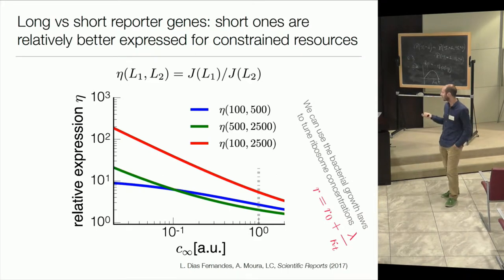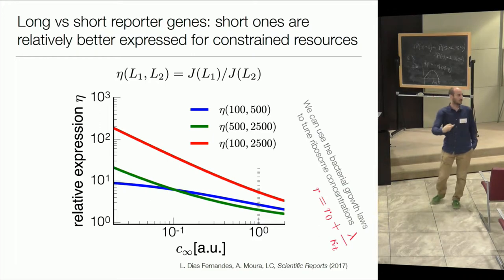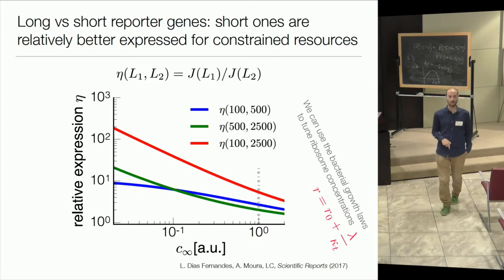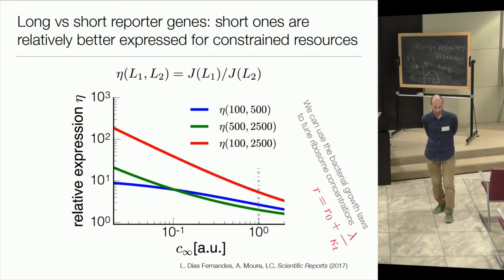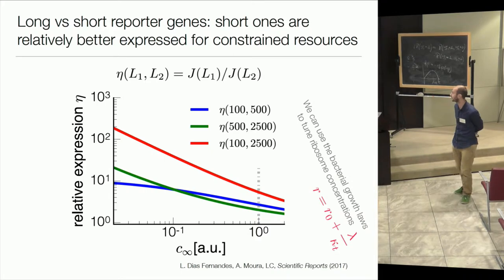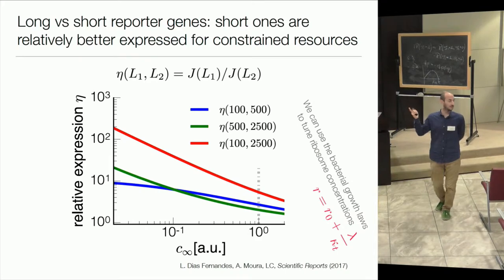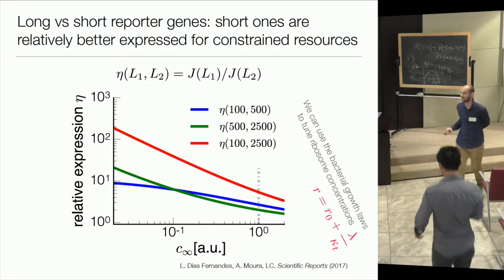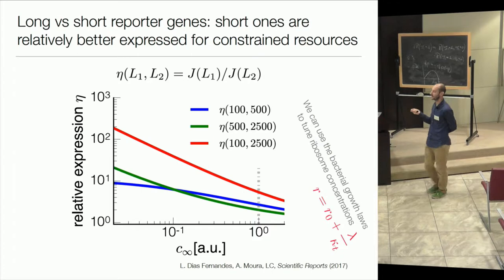And how can you change a ribosome concentration? Well, that's a bit of a tricky part. But actually, one can use the bacterial growth laws, which say that if you change the growth rate, so you change the medium, you can effectively change the total ribosome content. So the experimental validation of the model is still an ongoing process. We have designed the experiment and everything. Yes, this is the model.